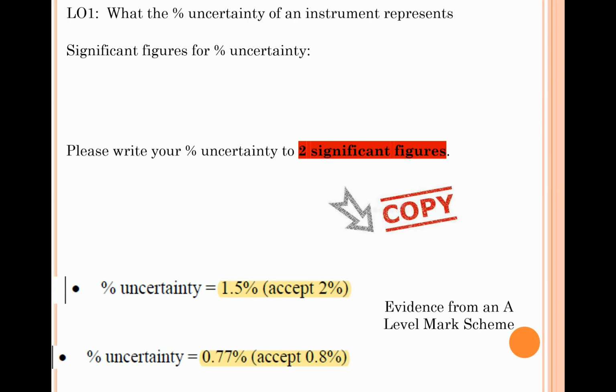And here's just a quick screenshot of two papers I've worked on in the past, and you can see on the left hand side there, percentage uncertainty. And again, the answer is required to two significant figures. And then the second answer here is also to two significant figures, but they were accepting one significant figure. But again, I highly advise to give it to two, please.